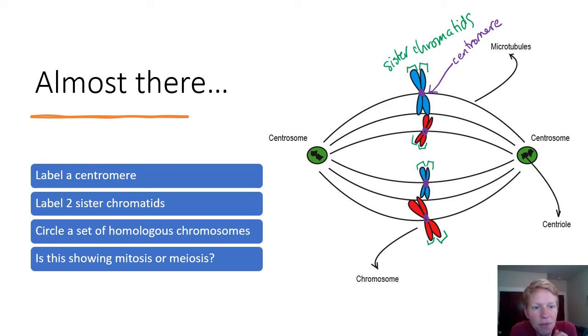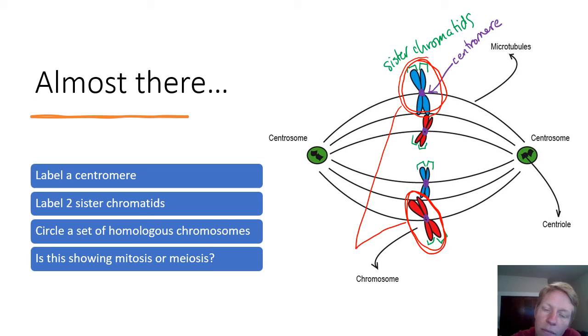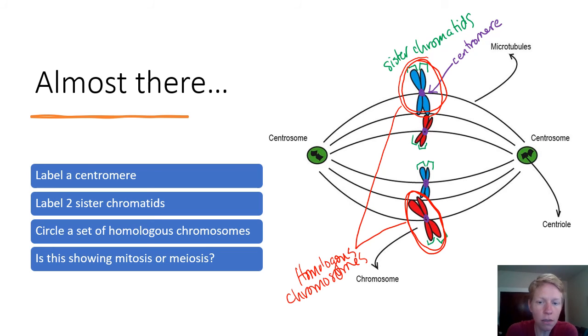All right, now I'm asked to circle a set of homologous chromosomes. The homologous chromosomes will be similar size and shape. So if I start with this one, the other chromosome that's a similar size and shape is this one. So these are homologous. One is the maternal chromosome coming from the mom, one is the paternal chromosome coming from the dad. So they're not identical to one another.